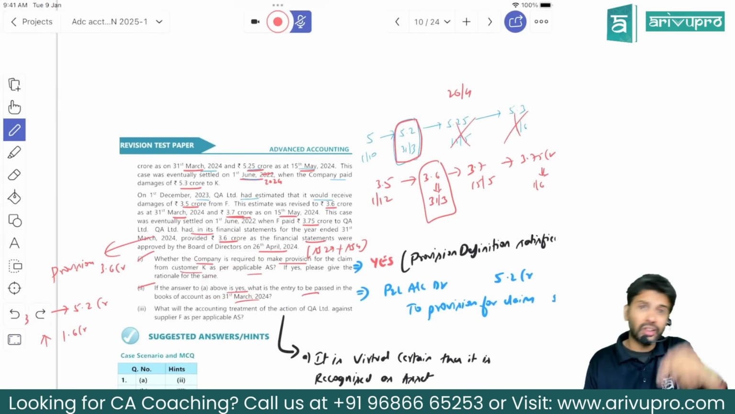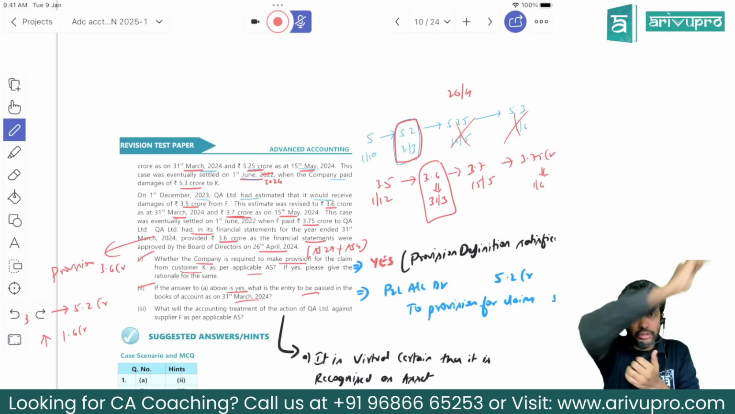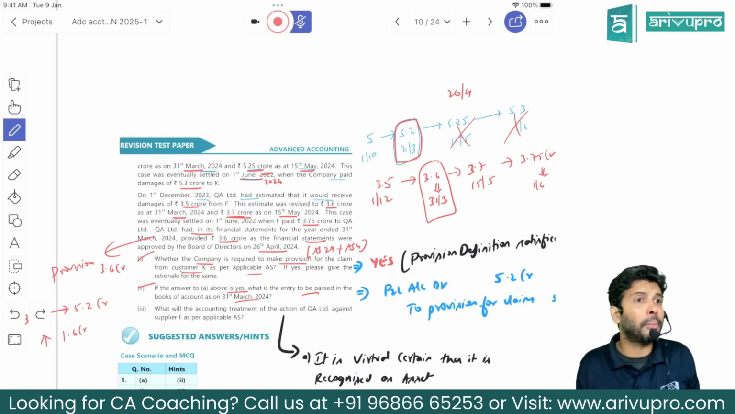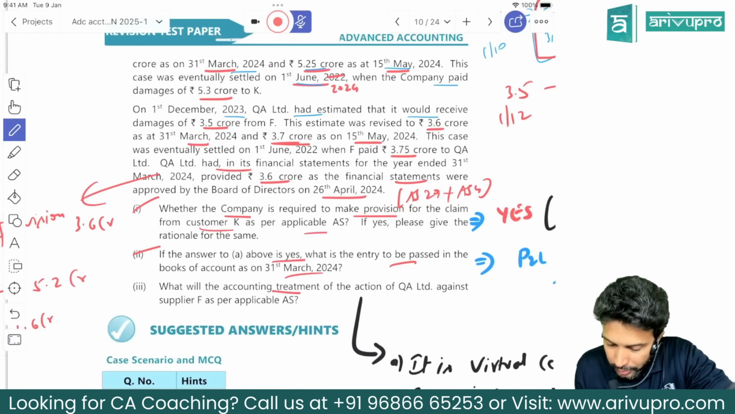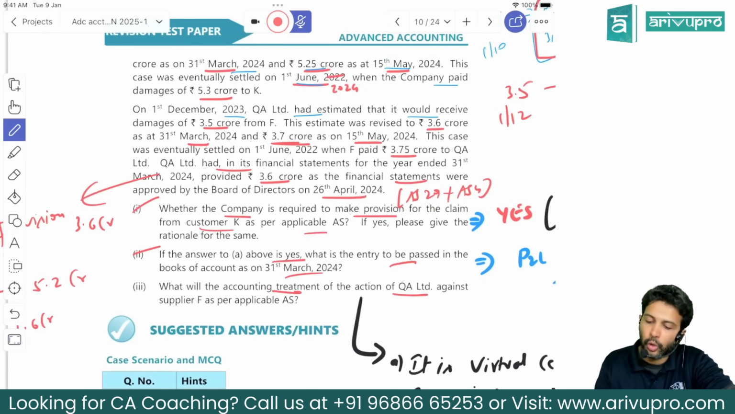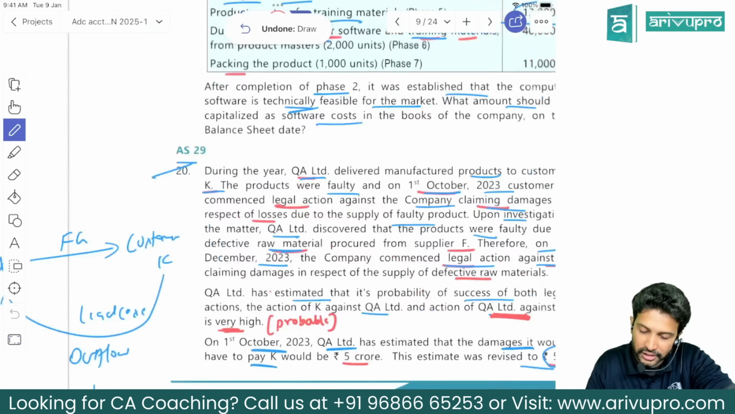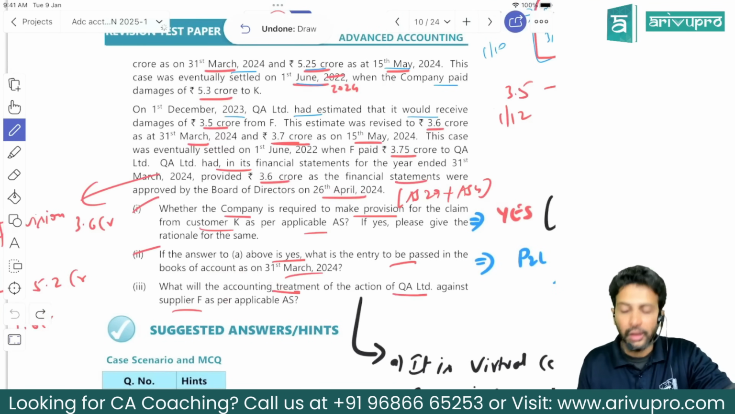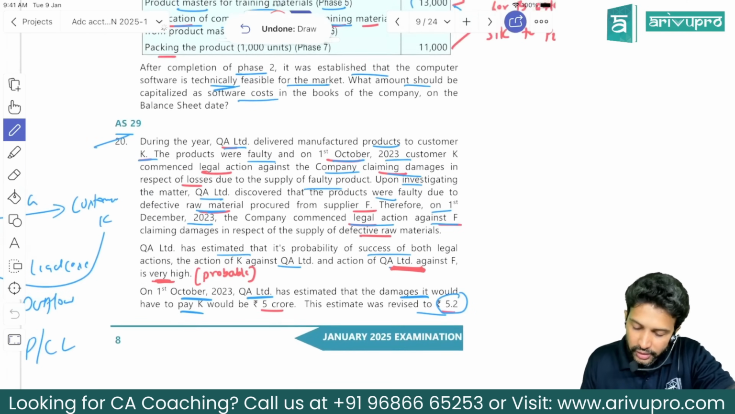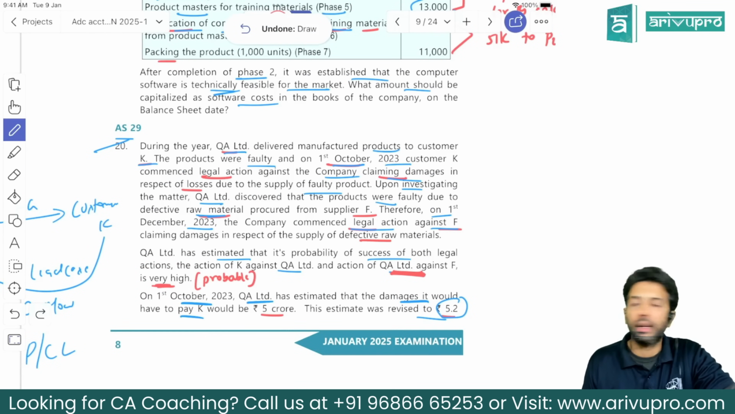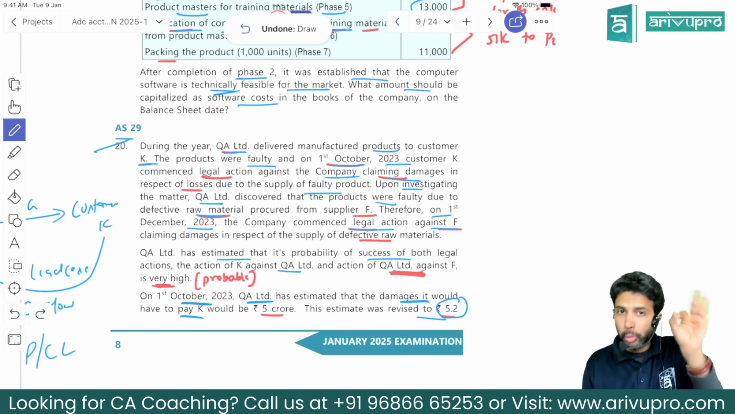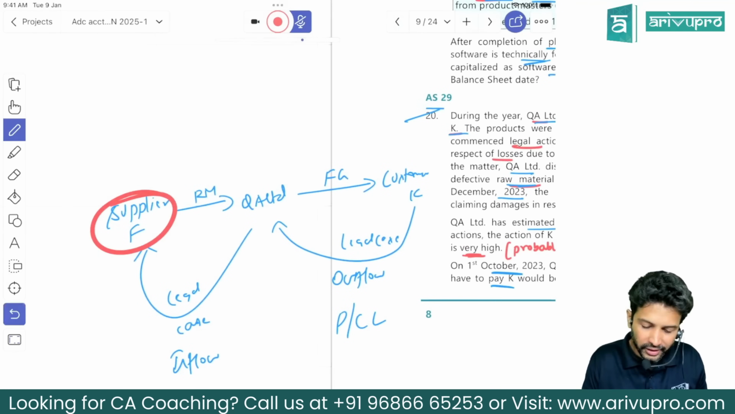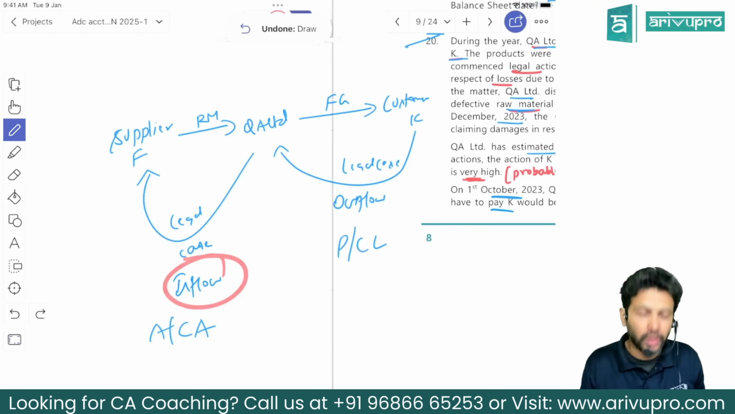Is there only one case, or is there an inflow case as well? We also filed a case against our supplier of raw material. That's the third question. What will be the accounting treatment for the action of QA Limited against supplier F? Supplier F is the one who supplied us raw material. What should you do for that? Sir, what did they say here? Success rate is very high. Sir, you will book an asset. Sir, from supplier F, do we have to pay money, or is it an inflow?